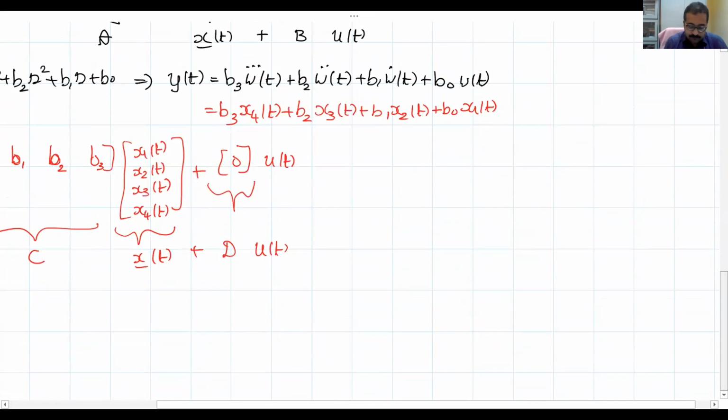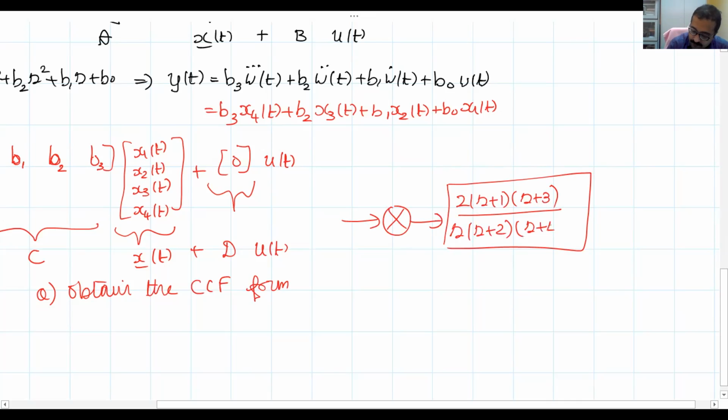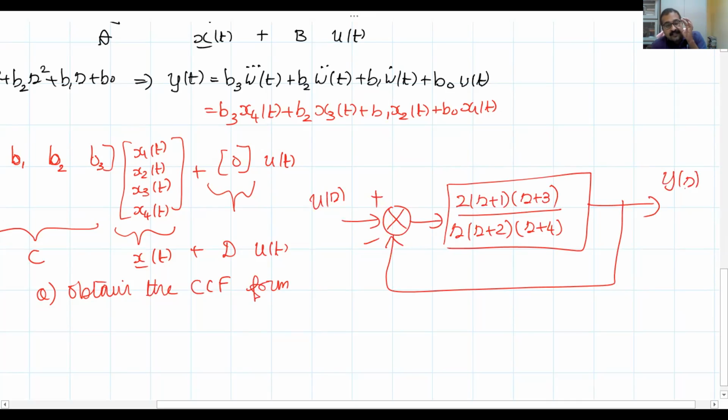Let us try one example. Obtain the controllable canonical form. You are given a system like this: 2 into s plus 1 into s plus 3 divided by s into s plus 2 into s plus 4, with unity negative feedback, u of s and y of s. You have to find the controllable canonical form or phase variable canonical form.